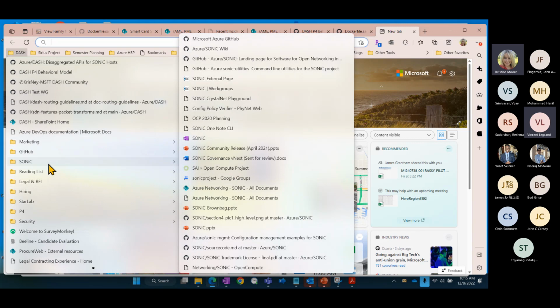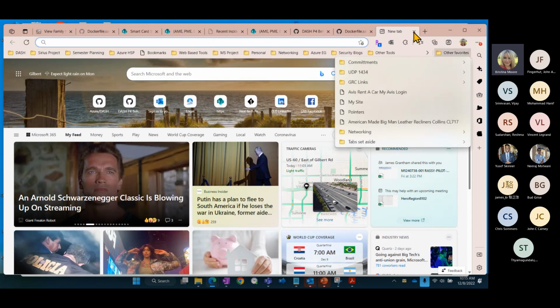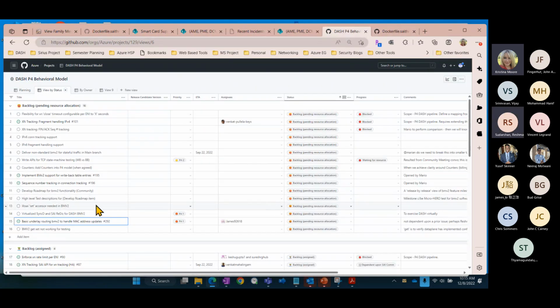Okay, thanks. I'm trying to remember where the SAI repo is. I have a link to it, I just don't have it handy. Okay. opencompute. Yeah. Okay.